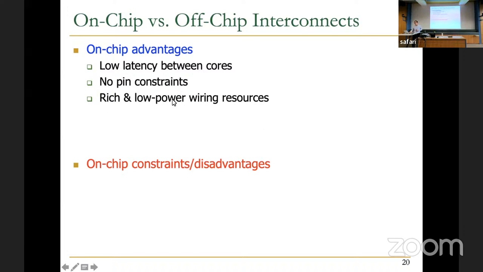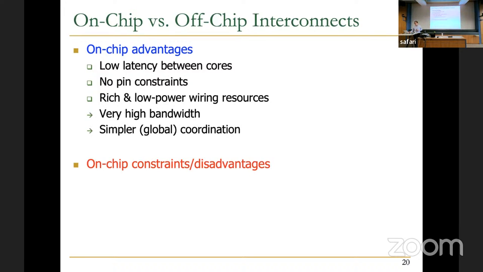This is not true for off-chip, because off-chip interconnects are very power hungry. They span longer distances also. But on-chip, you can have very high bandwidth, and you can also have simpler global coordination because you're limited by the die size, right? Ideally, if you have a huge network, you try to avoid global coordination mechanisms, as we discussed in the last lecture, right?